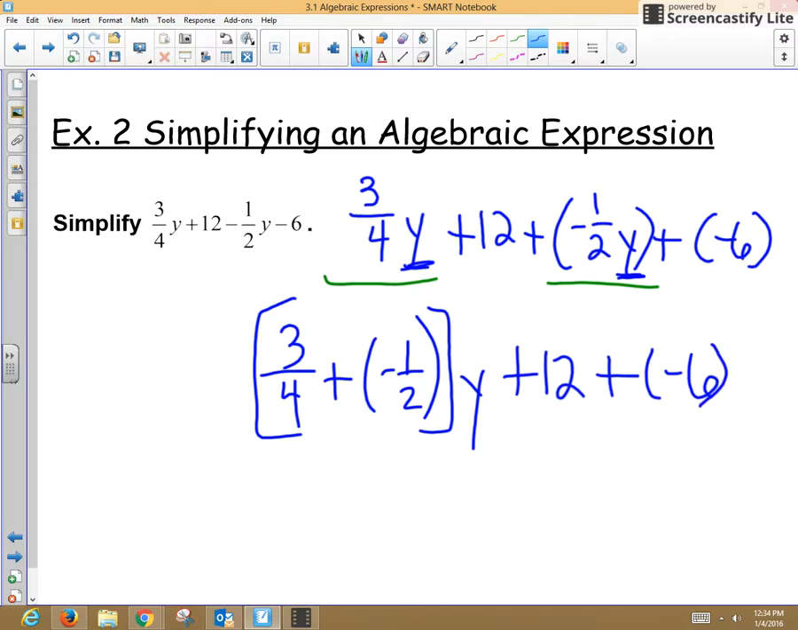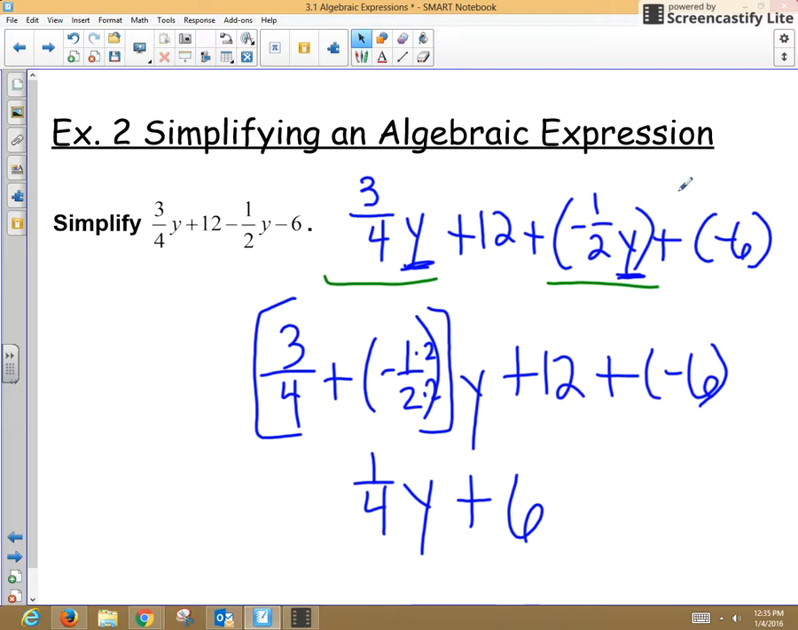Now to combine the 3/4 plus negative 1/2, I need to change 1/2 into a common denominator. So this becomes negative 2/4. So 3/4 plus negative 2/4 becomes 1/4 when I simplify that. So 1/4 times y is 1/4 y plus 12 and negative 6 is positive 6. So 1/4 y plus 6 is our simplified expression.